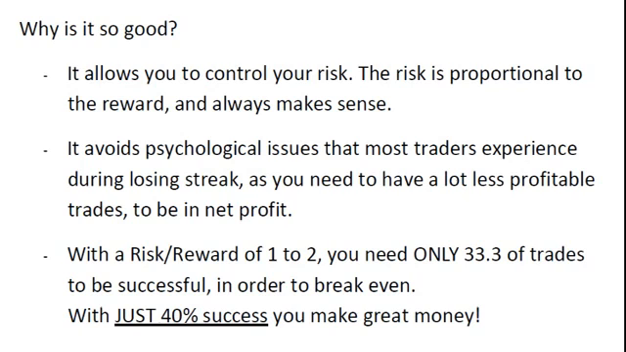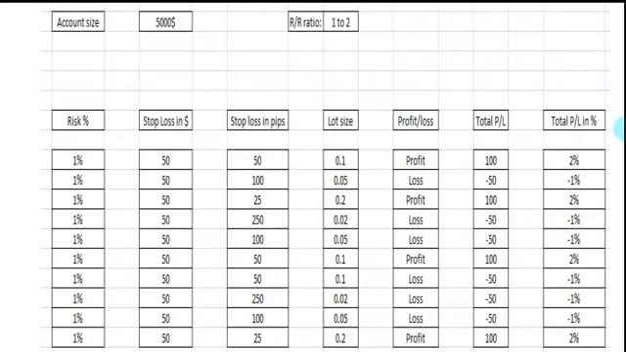With a risk reward of 1 to 2, you need only 33.3% of trades to be successful in order to break even. Which means that with 40% success, just 40% success, you make good profit. You make real money, you make great money. Let me prove it to you. This is a table I prepared for you, just an example.